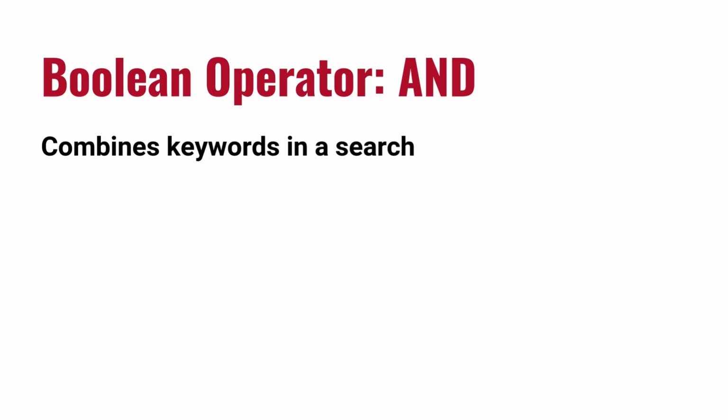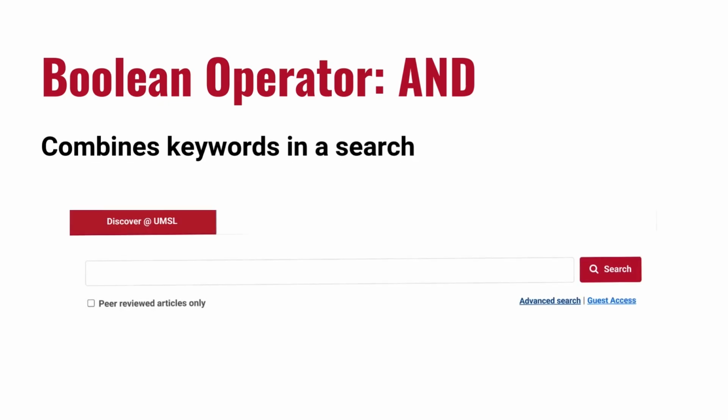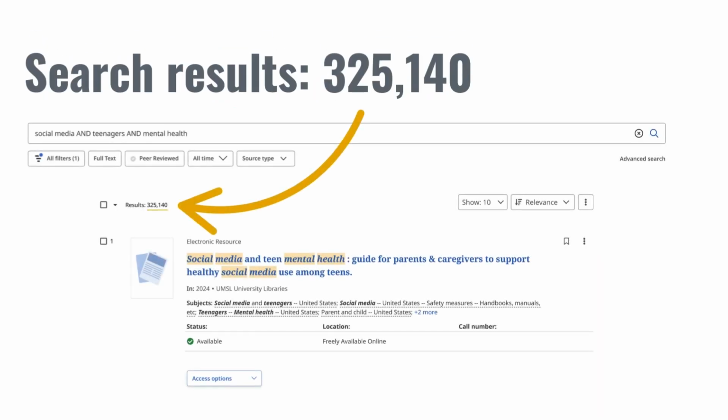Each time you add a keyword, you narrow your search results. Let's add our last keyword, mental health, to our search. Now we have over 300,000 results. We are telling the search that we want results that talk about 3 things instead of 2, so there are fewer results to search through.